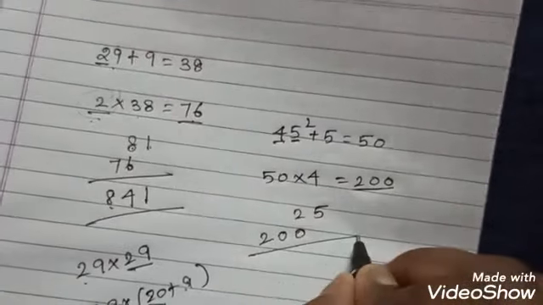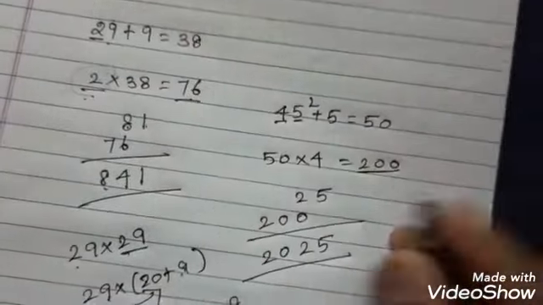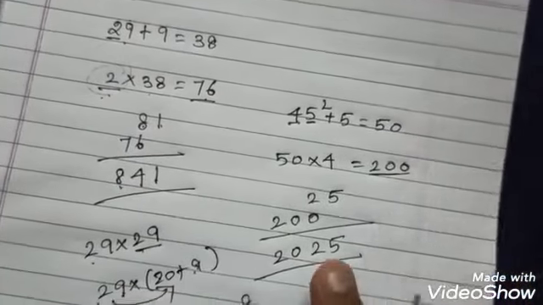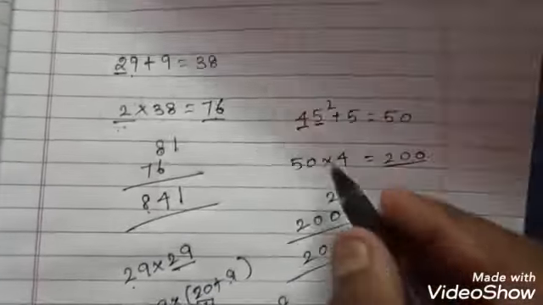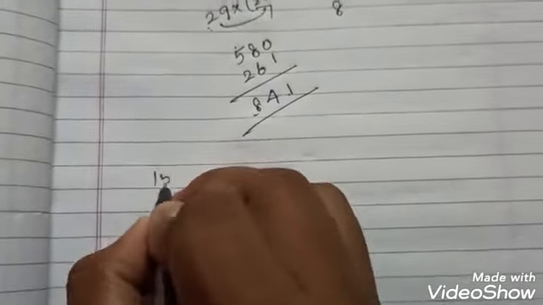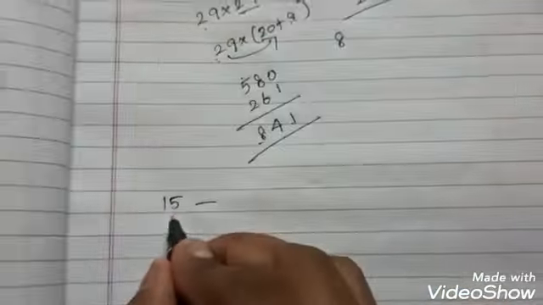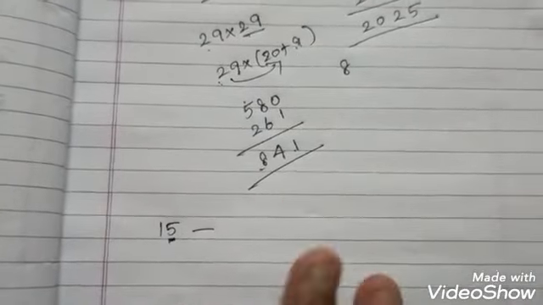Like this, now you see 2025. And another thing: this is for numbers that end with 5. For example, 15 or whatever number it is, if it ends with 5, there is another trick.